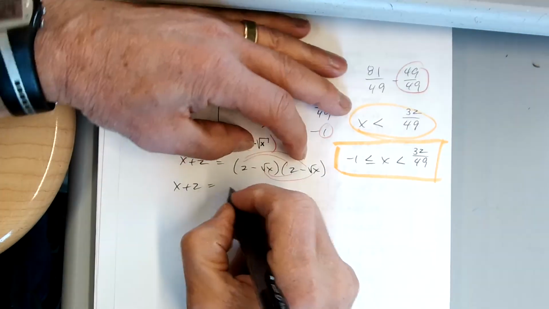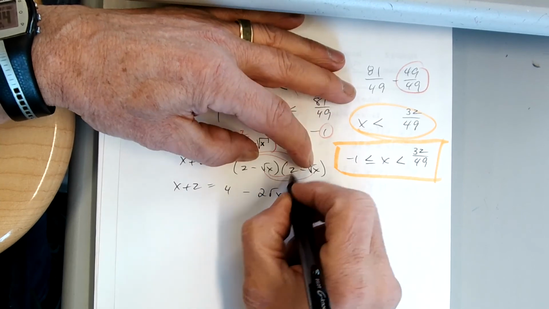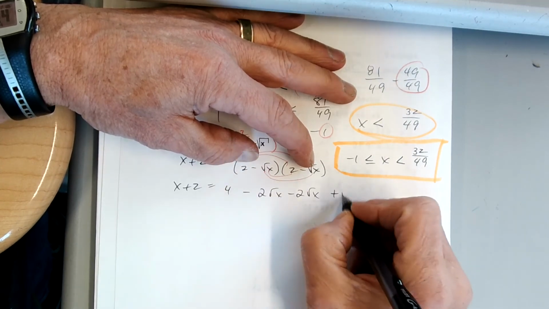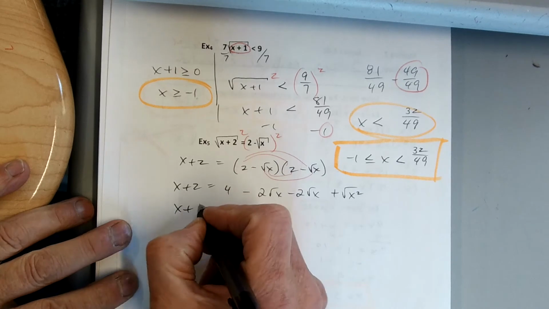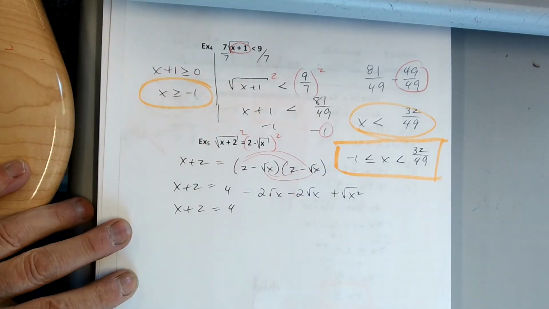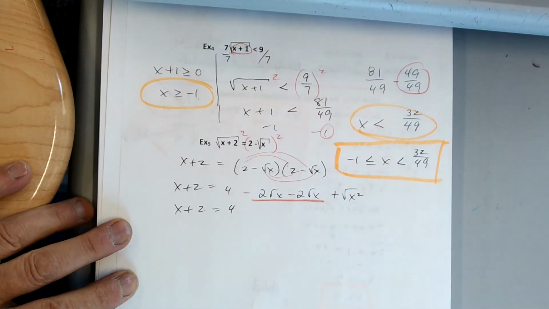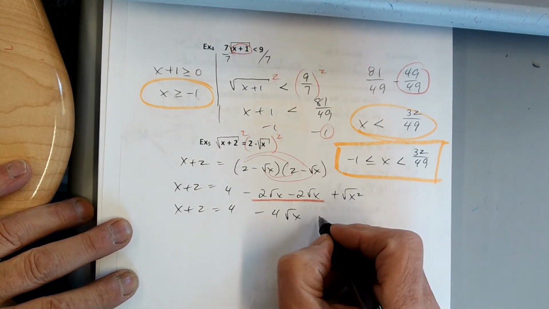I'm going to get a 4 minus 2 square roots of x minus another 2 square roots of x plus the square root of x squared. Now let's just see what I did. Okay, multiply it out. This is a hard problem, but I know we can do it together, okay? Let's see what I have. I'm going to have an x plus 2 equals a 4. These two, negative 2 square roots of x and another negative 2 square roots of x. So these two can be combined because they're the same. So make that a minus 4 square roots of x, and then square root of x squared is just plus x, okay?